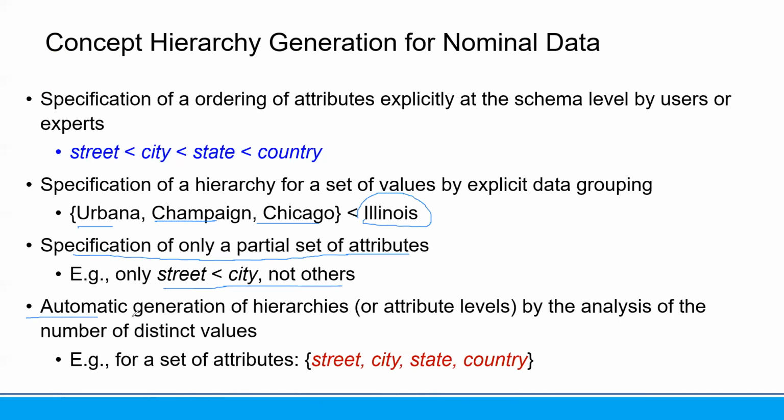And we can make the automatic generation of hierarchies with the attribute levels. So a set of attributes like street, city, state, country is in one set. That's also one of the possibilities for doing the concept hierarchy.